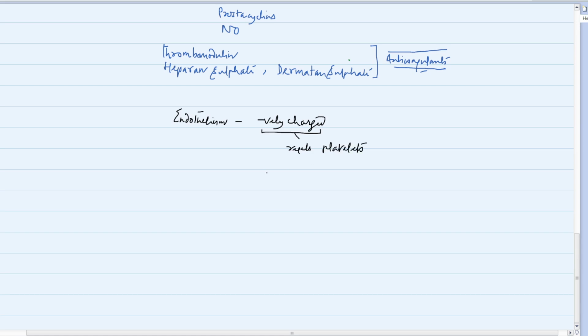The endothelium also modulates fibrinolysis. How? By modulating the profibrinolytics and the antifibrinolytic agents in the blood. So all in all, the endothelium is a very dynamic tissue.